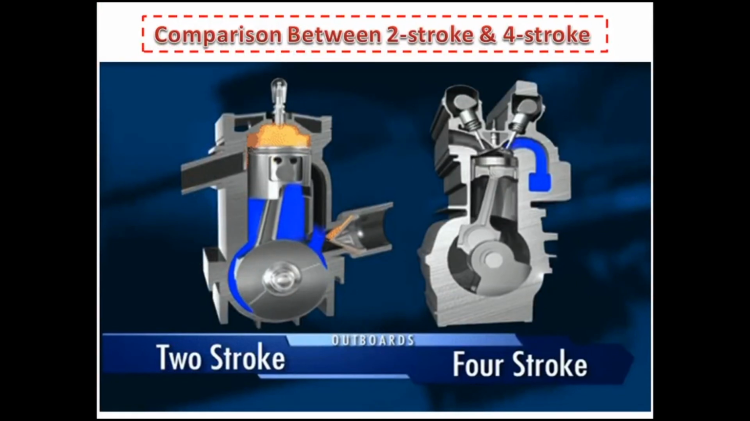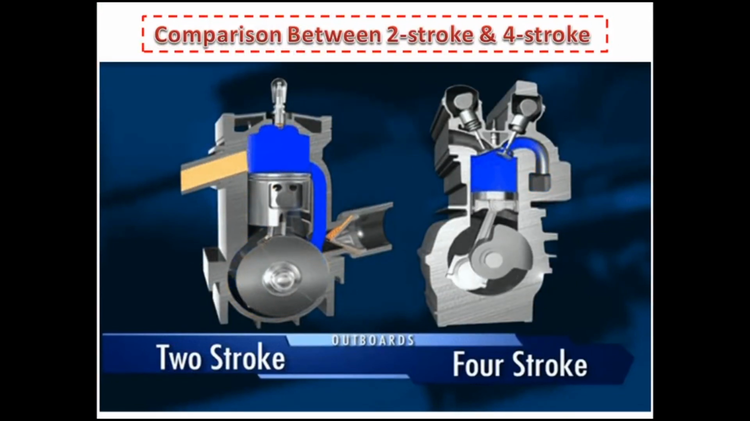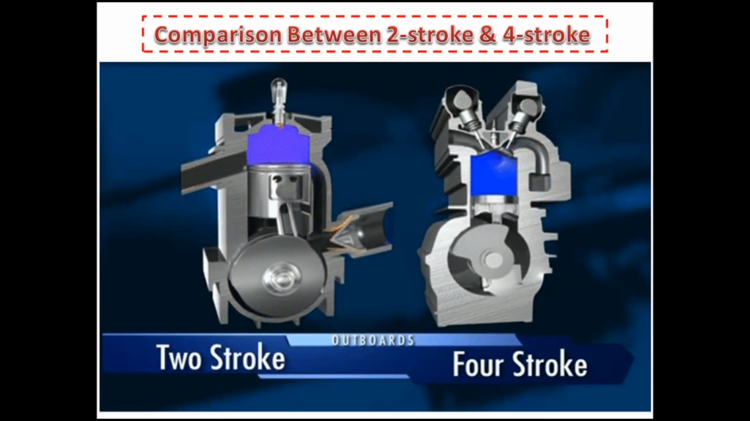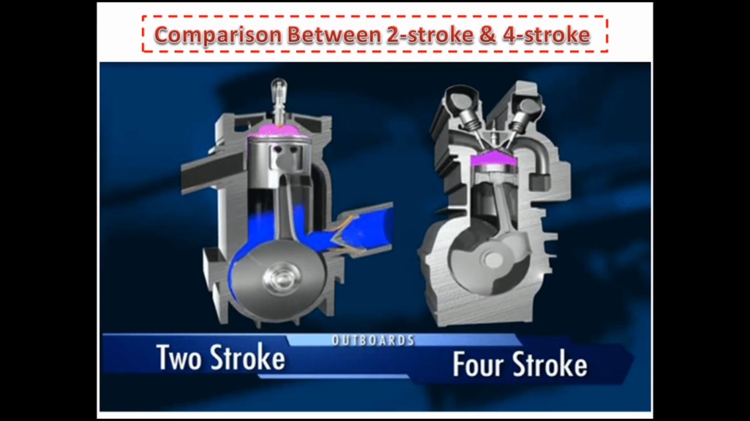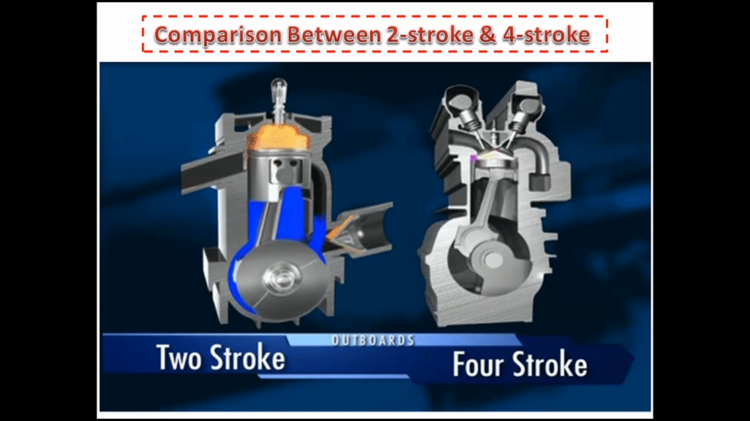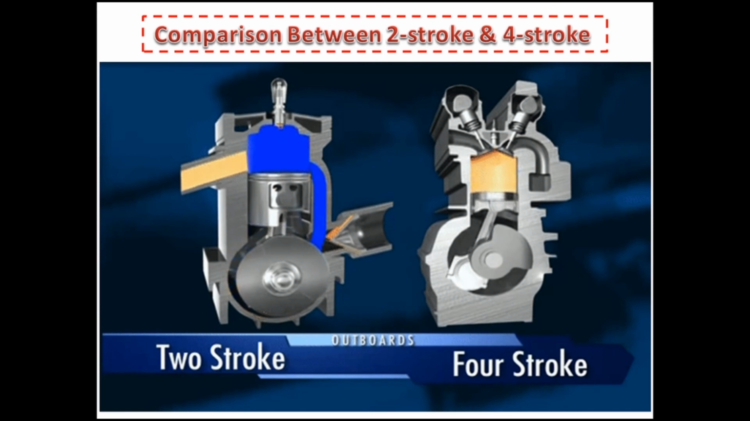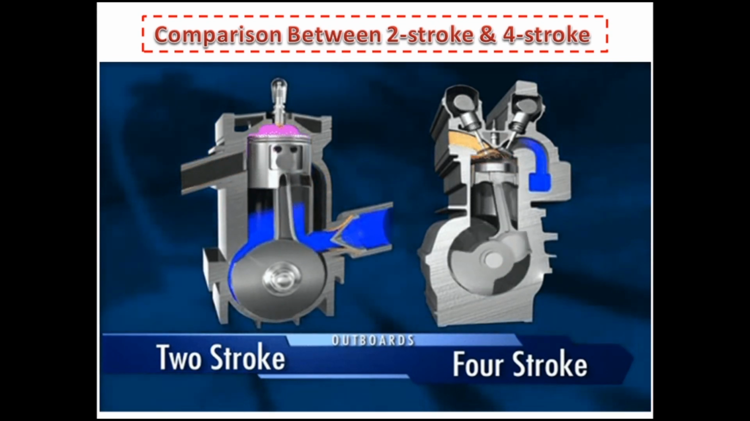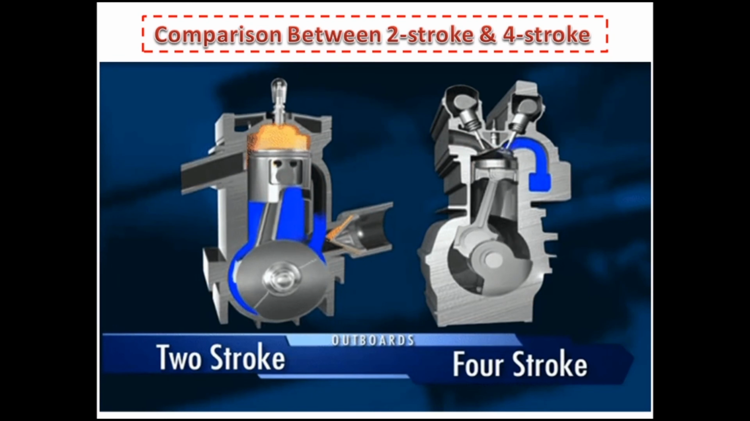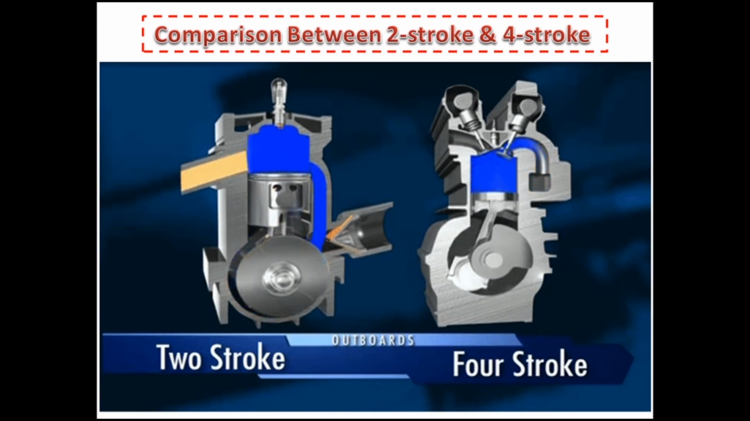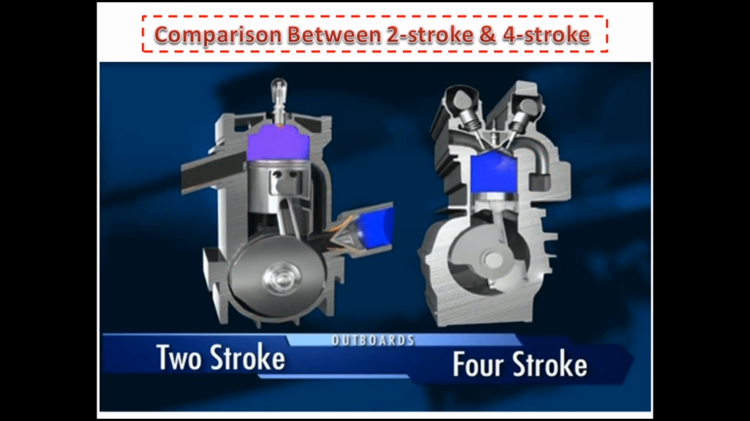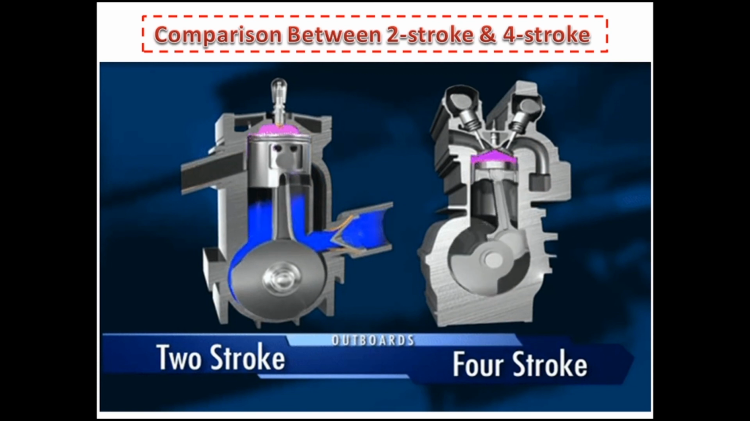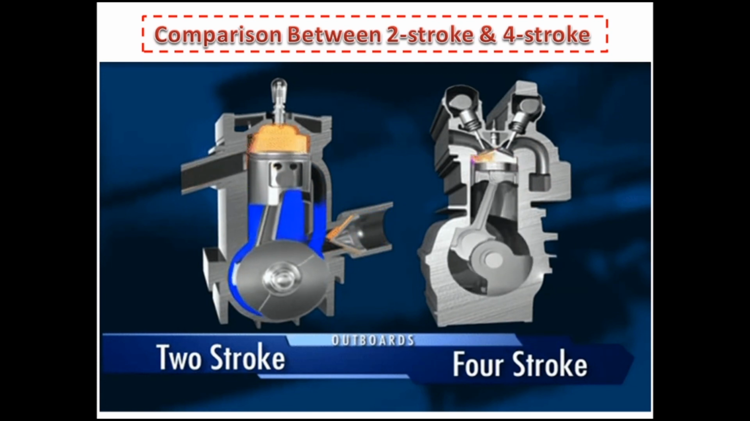As you can see in the animation, this is how a 2-stroke and 4-stroke engine work. When a 4-stroke engine completes only 2 strokes, means half its working, at that time the 2-stroke engine completes its working. So this is how both engines are working. By using this animation you can compare both engines, 2-stroke and 4-stroke. So this is all about engine working.